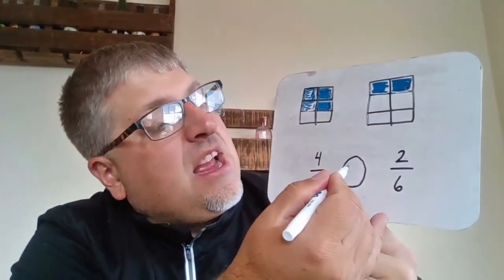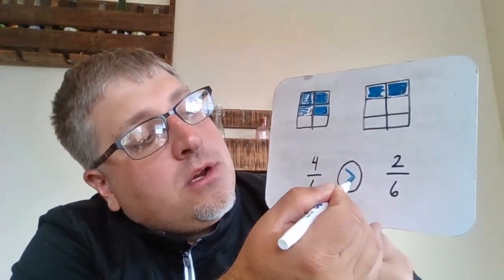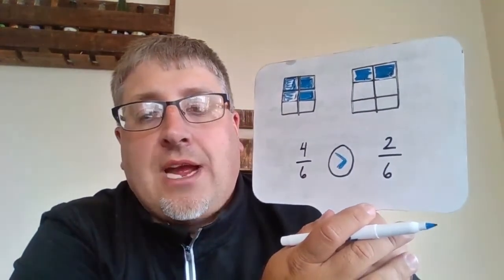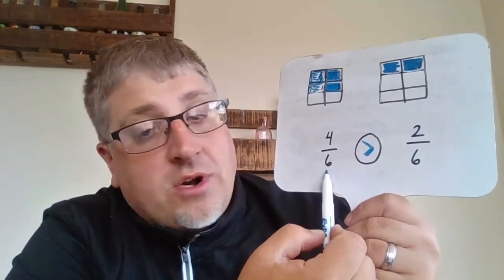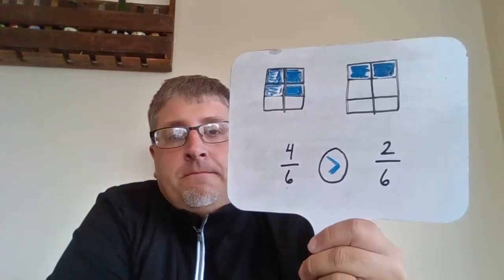So I want to take my symbol here, and I want to have that mouth open towards the 4/6, because it's going to eat up the bigger side, and that little point is going to point towards the lower side. So let's read this together. We have 4/6 is greater than 2/6. One more time. 4/6 is greater than 2/6. Simple. This is just taking what they give you, breaking it down, and you are good to go. That was example number 1.